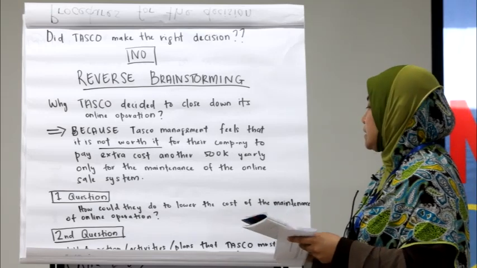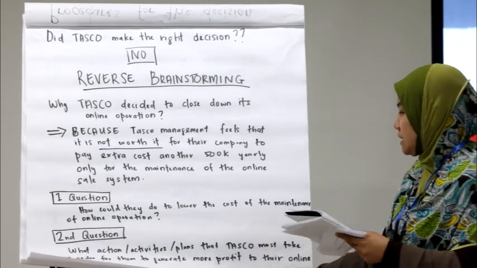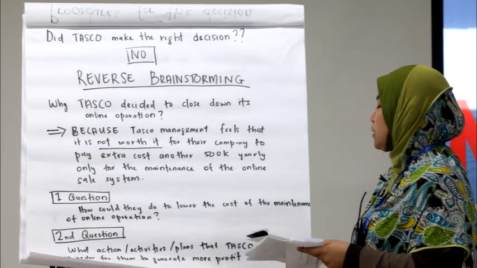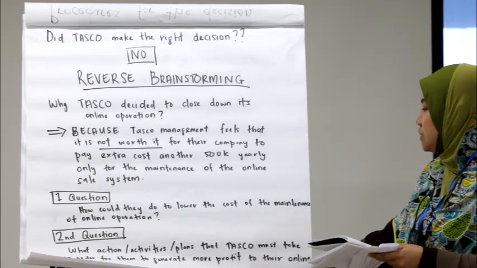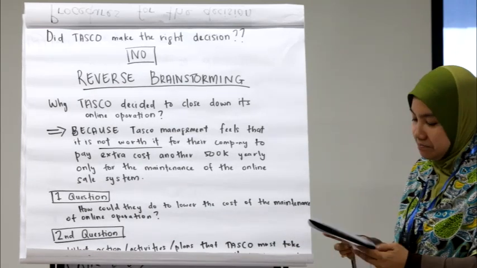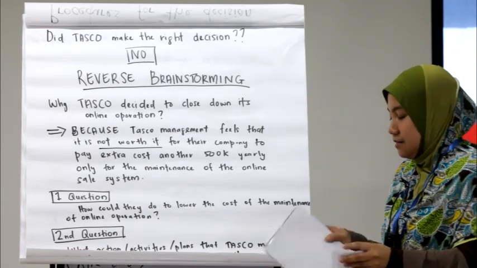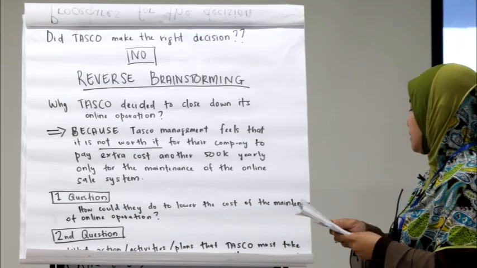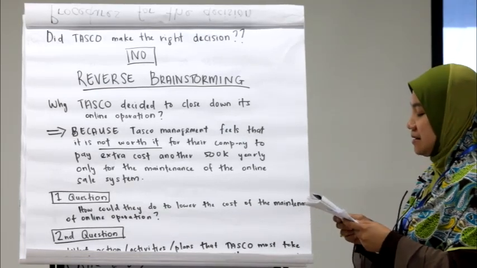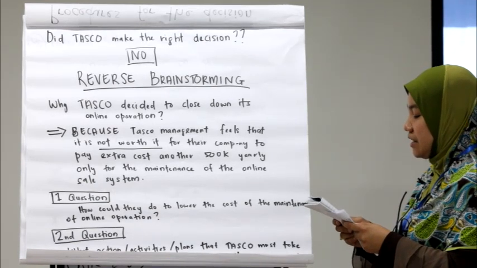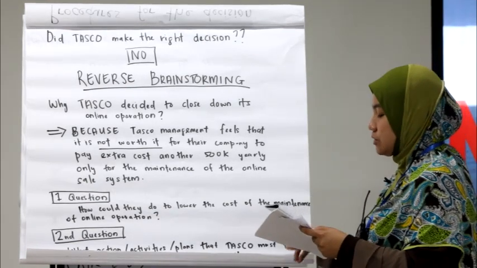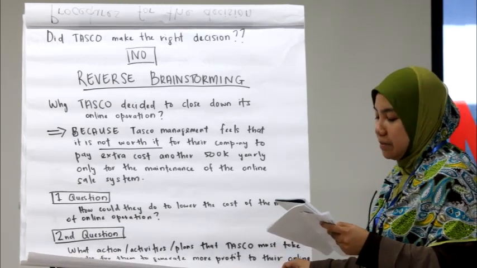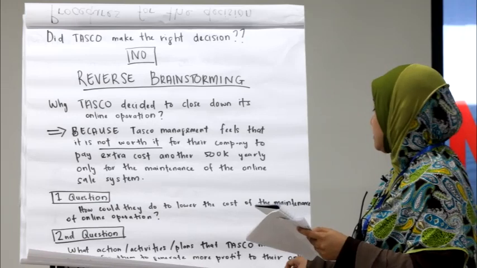And the second question is, what actions or activities or plans must Tasco take in order to generate more profit from their online sales, so that the revenue from the sales can cover the increased cost of their online maintenance system?